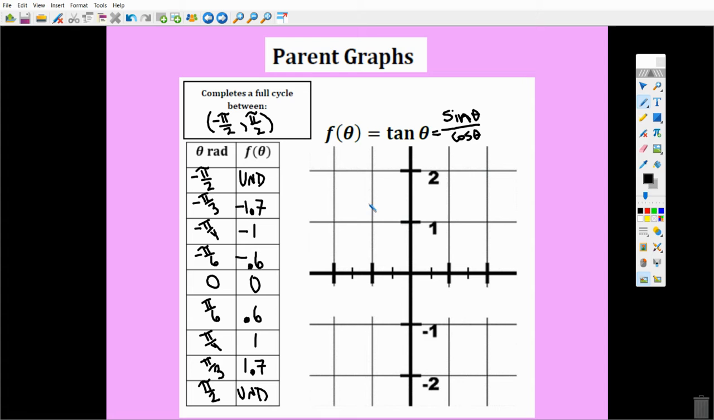All right. So what I'm going to do now is graph this. So again, here we have 1, 2, negative 1, negative 2. I'm going to go ahead and plug in my values. Negative pi over 2, negative pi over 3, negative pi over 4, negative pi over 6, and then we have 0 in here. Pi over 6.